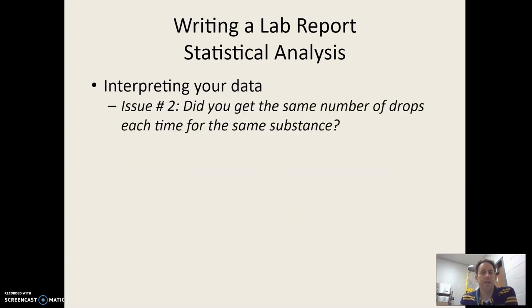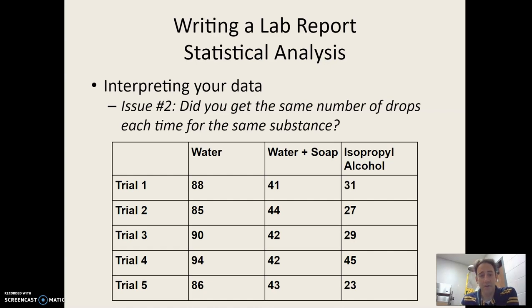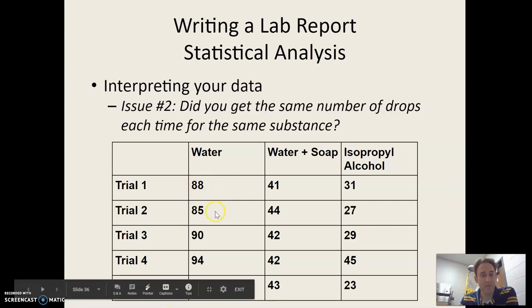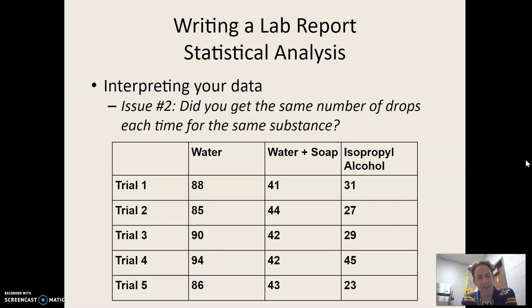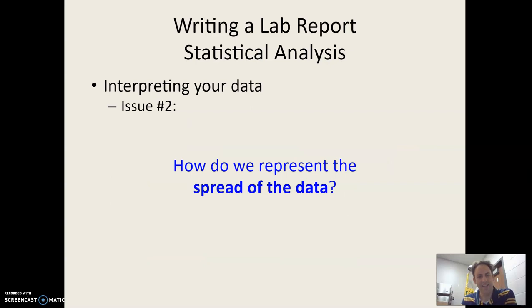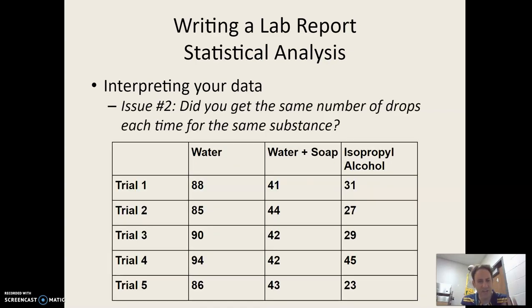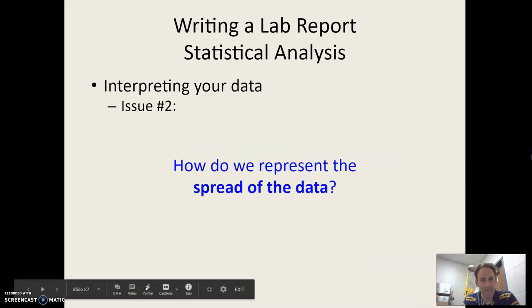Issue number 2: when you added the drops, you did multiple trials, and the question is, did you get the same number of drops each time for the same substance? My guess is no, you did not. So here we have some sample data, and we can see that in trial 1, we got 88 drops for water, then 85, 90, 94. They're different every time. That's to be expected, because it's drops of water on a penny. And yet it does raise a question we should probably address: how do we represent the spread of that data?